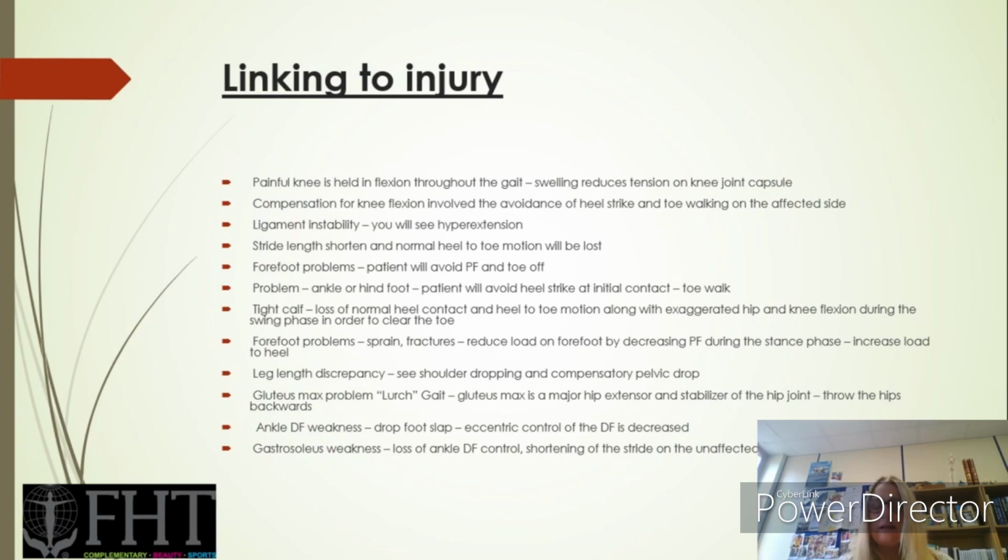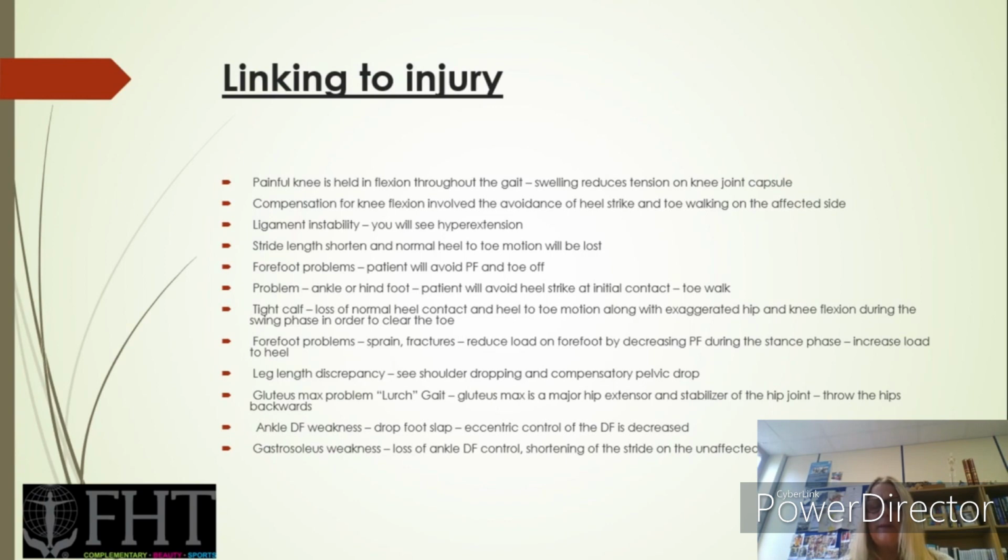If we see weakness in ankle dorsiflexion, we actually hear a drop foot, so we'll hear a slap, and that's due to the eccentric control of dorsiflexion being decreased. If we have a gastrocnemius soleus weakness, we'll see a loss of ankle dorsiflexion control, and we'll see a shortening of the stride on the unaffected side.